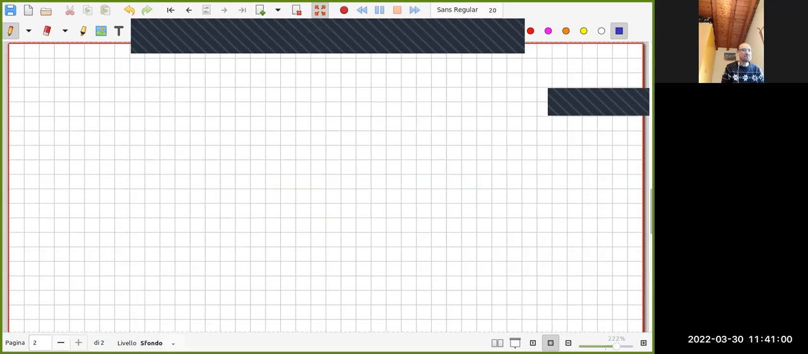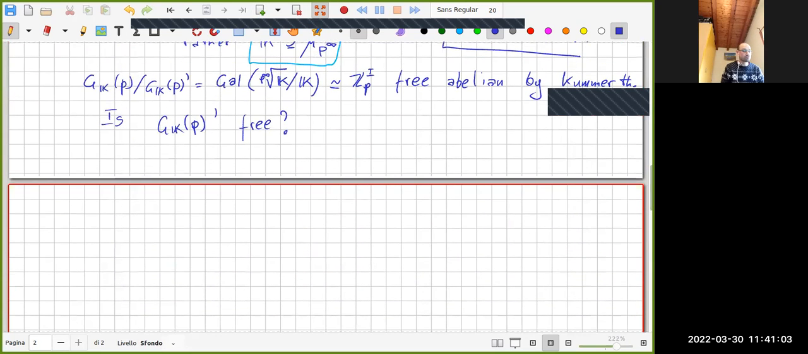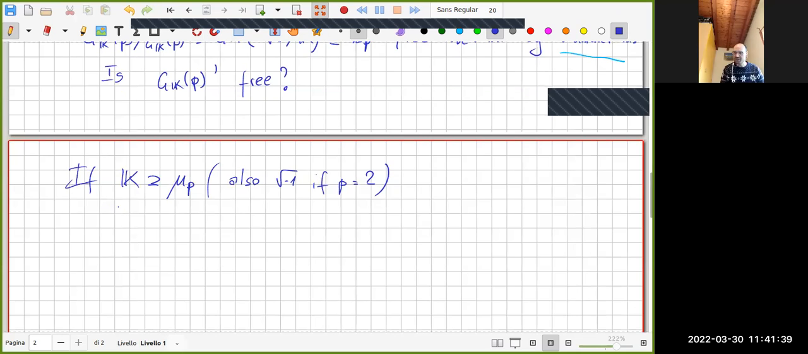But now it makes sense to ask the same question in a new setting: what should the question be if the base field K does not contain all roots of unity of p-power order, but K contains at least the roots of unity of order p, and also the square root of -1 if p is equal to 2. So in this case, the situation is as follows.